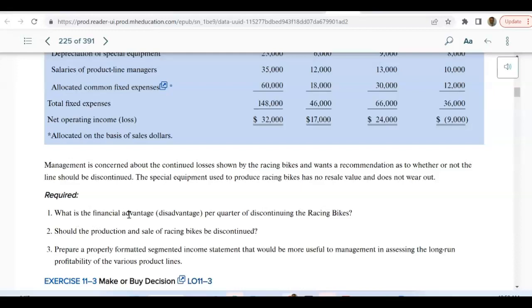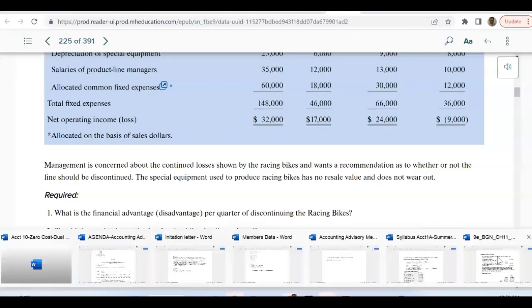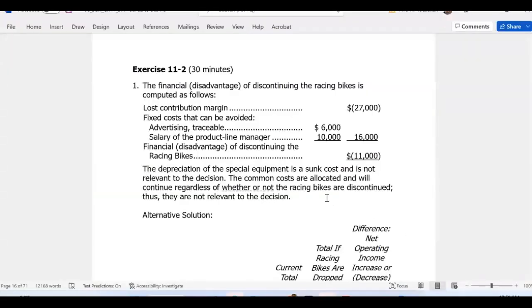What is the financial advantage or disadvantage per quarter for discontinuing the racing bikes? Should the production and sale of racing bikes be discontinued? And prepare a properly formatted segmented income statement that would be more useful to management in assessing the long-run profitability of the various product lines. So let's look at the solution that I have here.